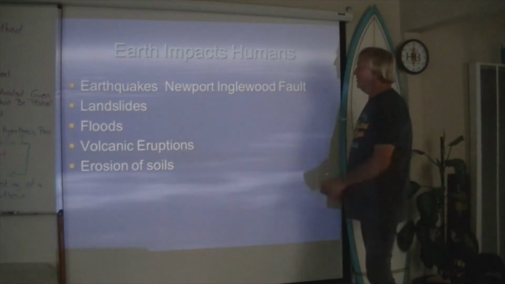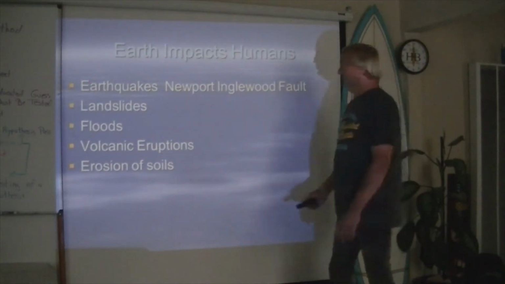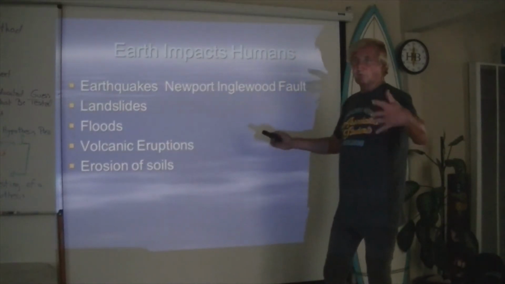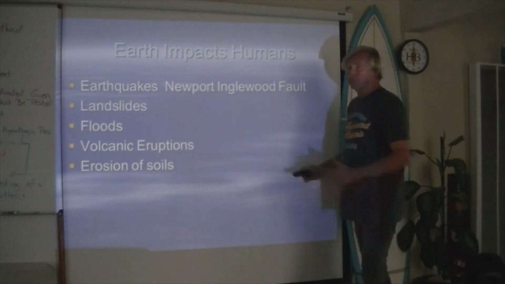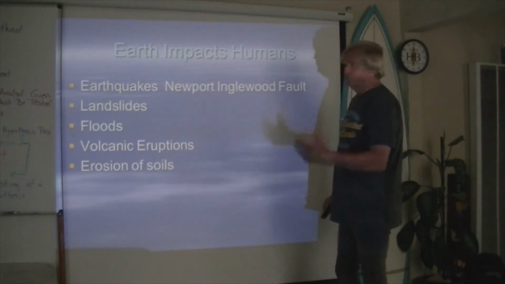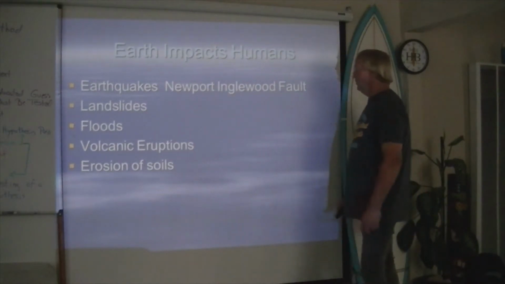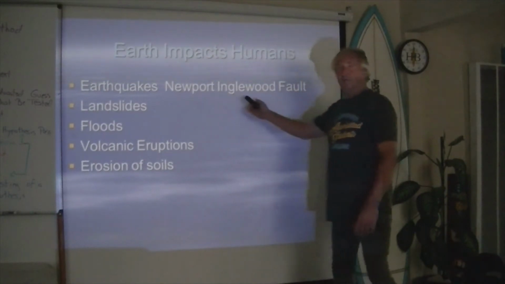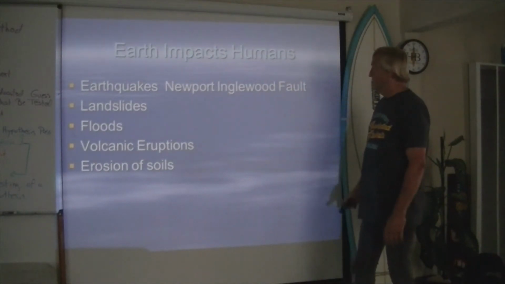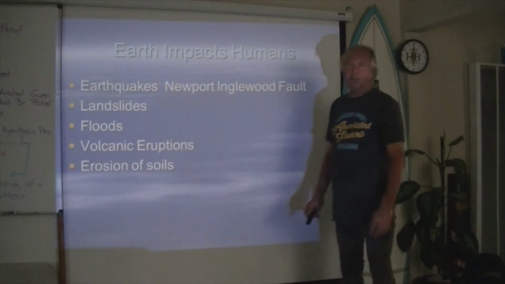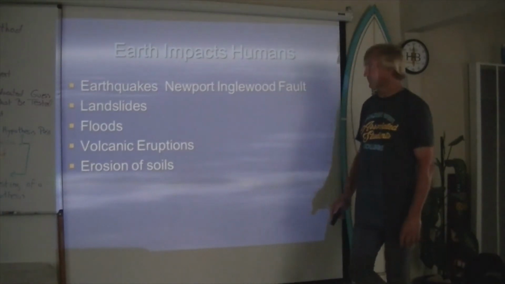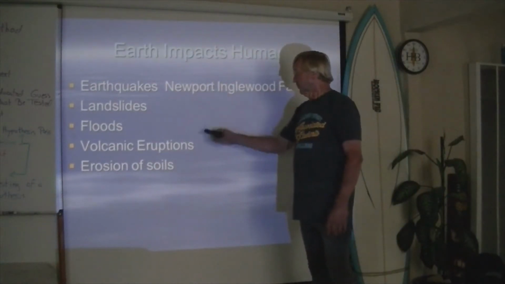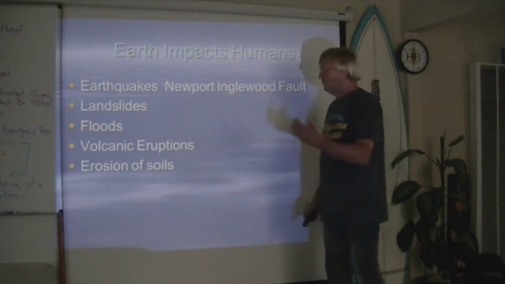So the Earth impacts humans through earthquakes, and you have to realize that earthquakes are part of Earth's processes. As these continents move over millions of years, that movement of those plates generates an energy, a shock wave, known as an earthquake. Right down the Pacific Coast Highway between Warner and the Huntington Beach Pier, there is a fault that runs right along the Pacific Coast Highway called the Newport-Inglewood Fault. Landslides impact humans, floods, volcanic eruptions. A lot of people live right near volcanoes.